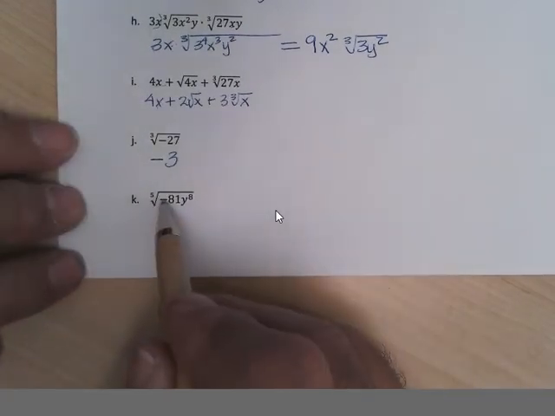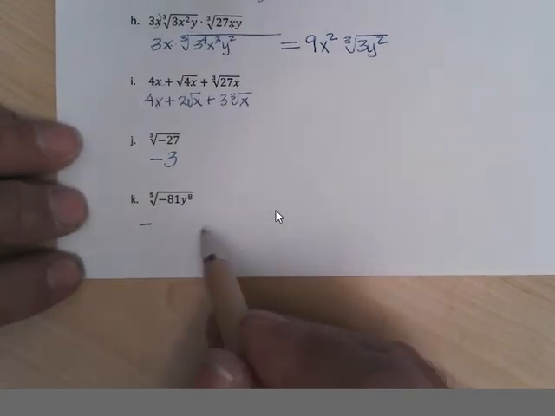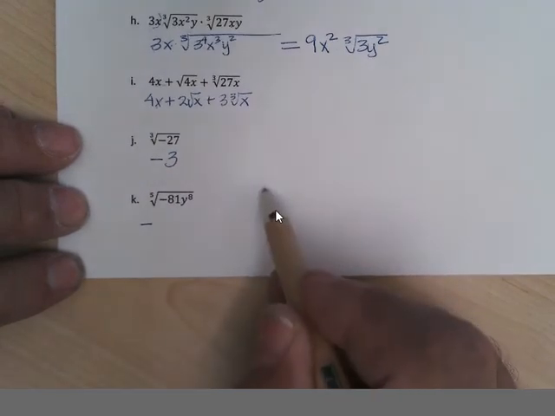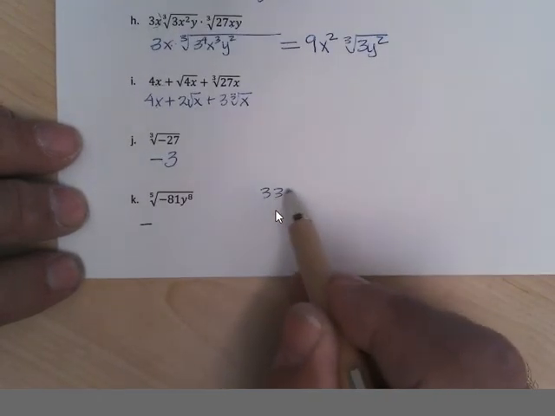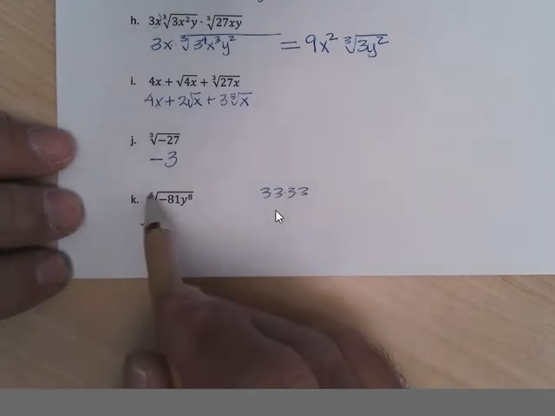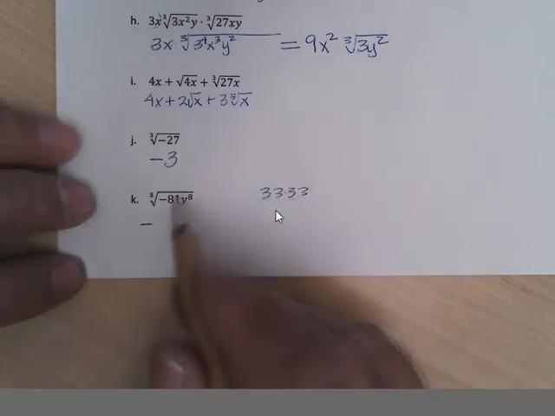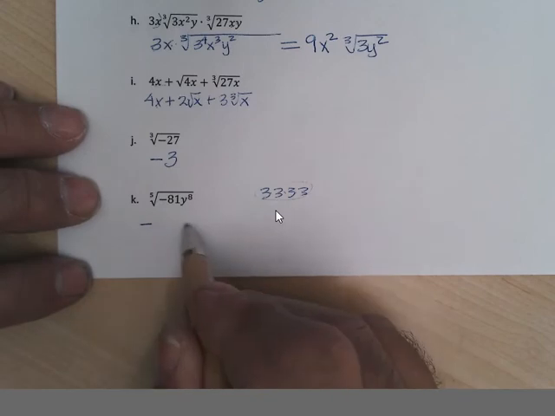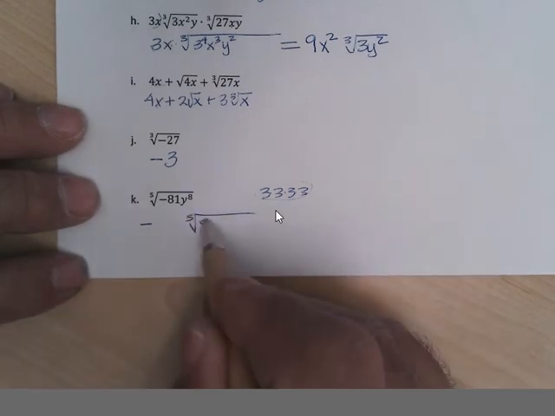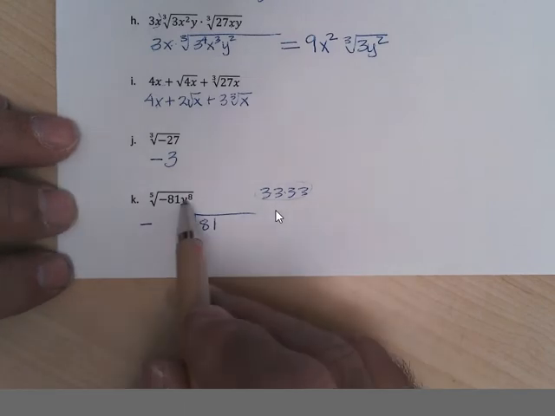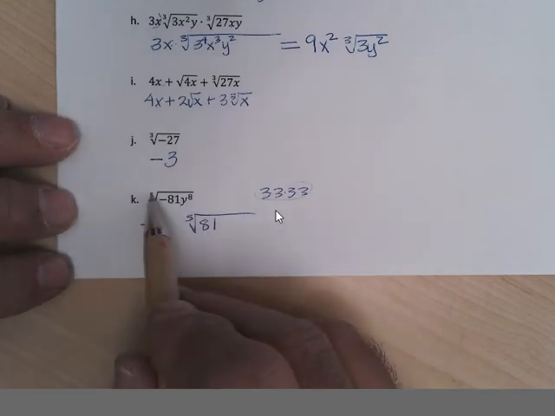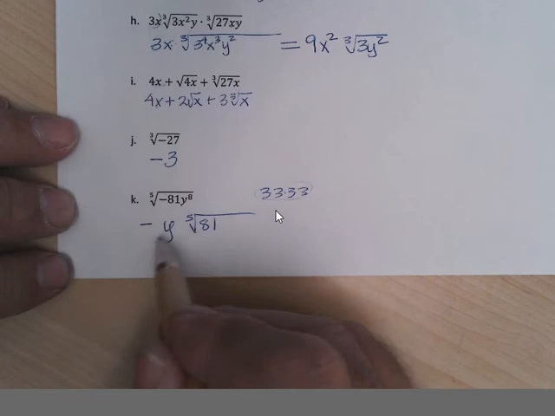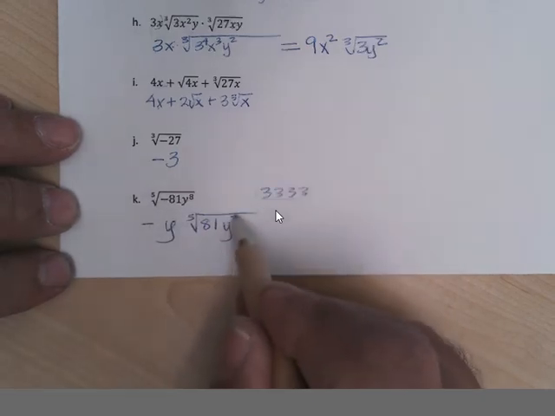Odd root, negative, so the negative will come out. 81 is 9 times 9, which is 3 times 3 times 3 times 3. So we're looking for 5. That's not 5, so we're going to have to leave the 81 inside the fifth root. And y to the 8th, 8 times multiplied, 5 of them will come out as a y, odd root, so we don't need absolute value. Leaves 3 of them in.